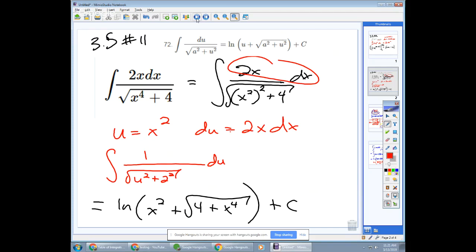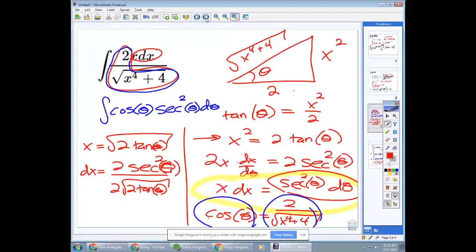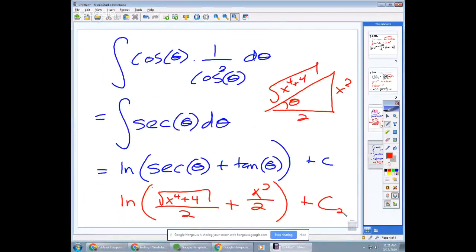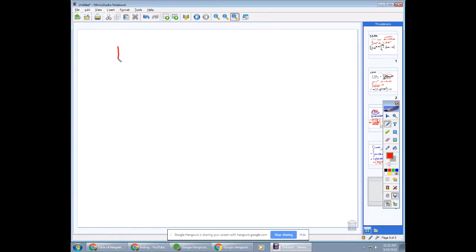This is a black C right there. It's probably not the same as our red C on the other page. Okay, so maybe I'll call this one C1. And then over here, we'll call this one C2. So what I'm going to show is that they're not going to be the same constant. All right, so check out this natural log here. Another way to write that, because they're both divided by 2, is I have the square root of x to the 4th plus 4 plus x squared all over 2.